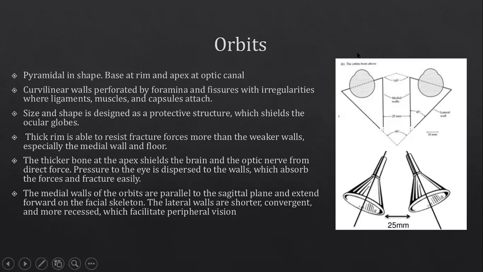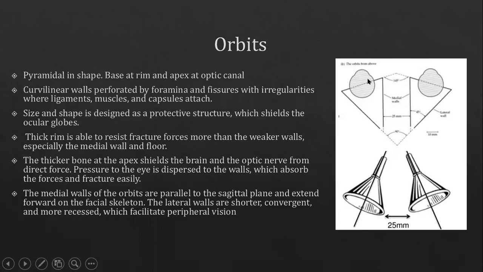Okay, so the orbits, pyramidal shape. So the orbit is basically the bone which houses the globe and all the supporting structures. So pyramidal shape, you've got the base of the pyramid here at the orbital rim, and then the apex, which is right at the back, which is very close to the brain substance itself. Some peculiarities of the orbit: the medial walls are parallel, the lateral walls are kind of divergent, that enhances our peripheral field of vision.